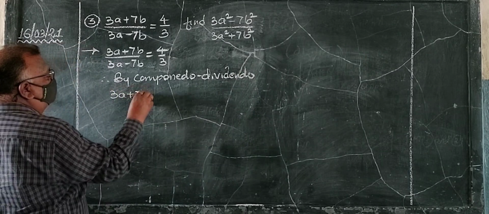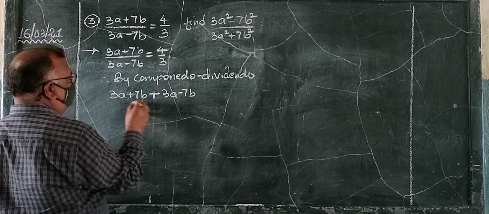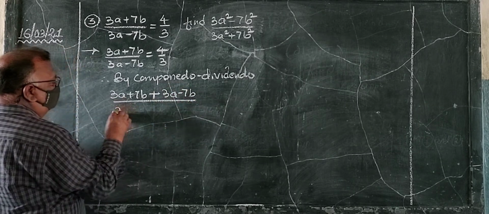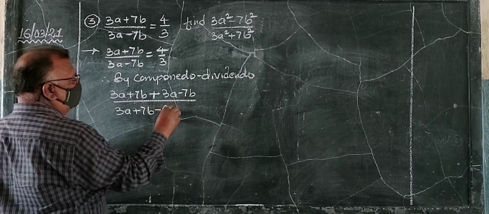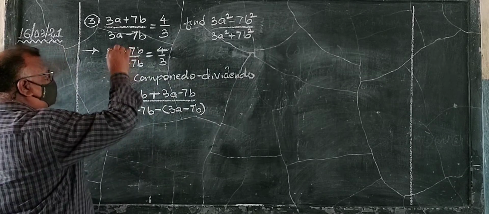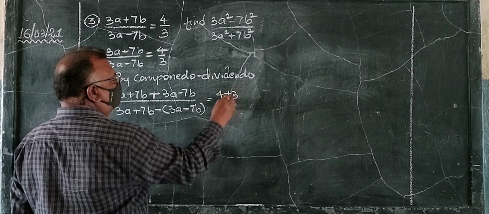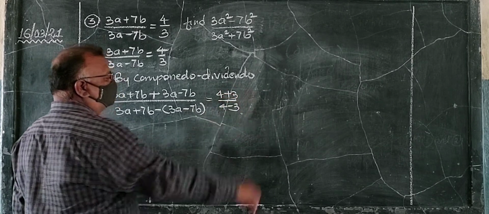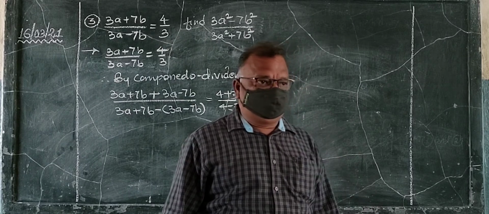(3a + 7b + 3a − 7b)/(3a + 7b − 3a − 7b), in the form (a + b)/(a − b), is equal to (4 + 3)/(4 − 3). So that is what you have to do in the first step.